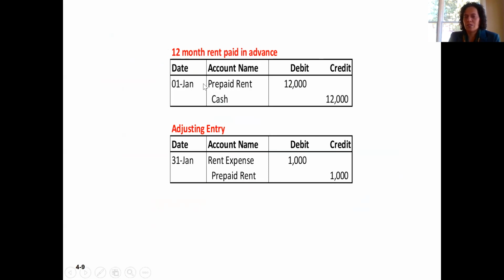Some other examples of prepaid expenses are supplies. When a company purchases supplies, they don't debit supplies expense immediately. They debit an account called supplies, which is an asset. They credit cash. And as and when they use the supplies, they will expense it.